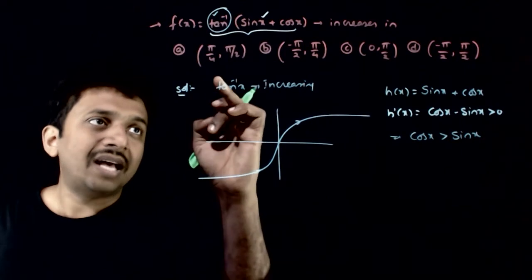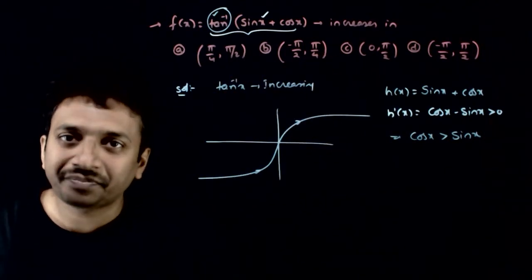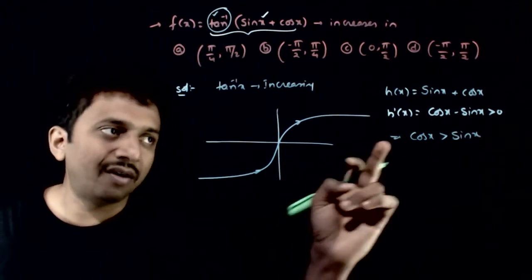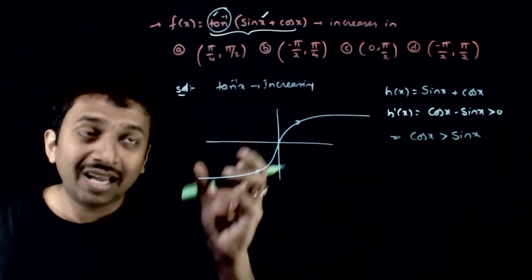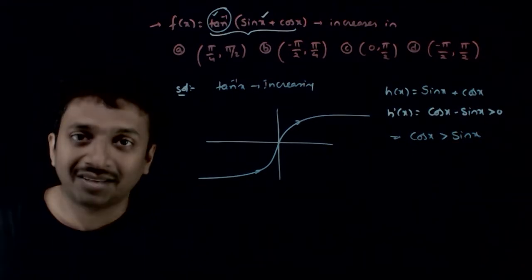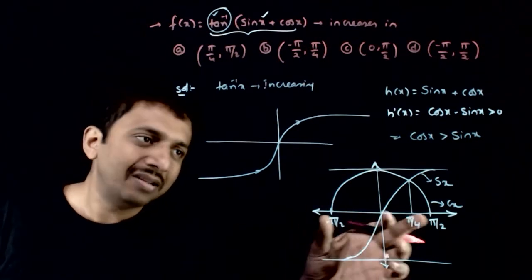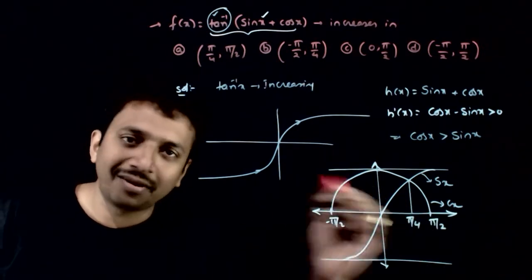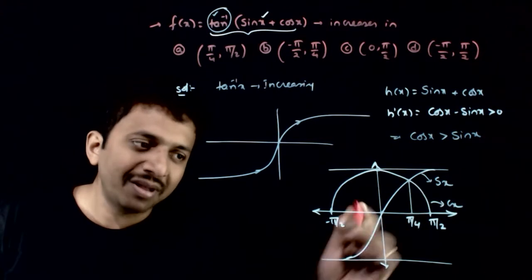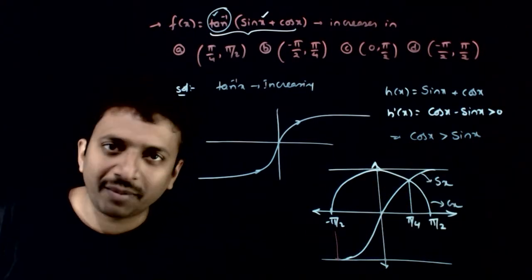So now, as you see, there are intervals going from minus pi by 2 to pi by 2. So let us draw the graphs of sin x and cos x in the interval minus pi by 2 to pi by 2, and let us see where cos x is more than sin x. If you look at the graphs of sin x and cos x, these are very simple. You have the graph of cos x looking like this, and the graph of sin x going from minus 1 at minus pi by 2 to 1 at x is equal to pi by 2.